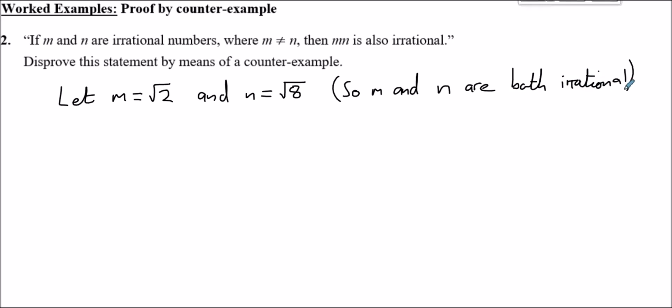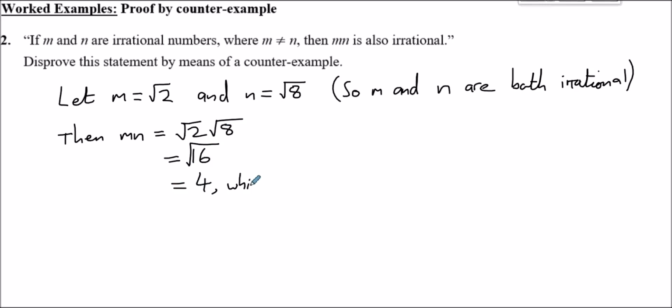But then if we work out the product, mn, then mn is going to be root 2 multiplied by root 8. Root 2 times root 8 is the same as root 16, which is 4, which is rational, because 4 can be written as an exact fraction. 4 is 4 over 1. It certainly isn't a decimal with a non-recurring pattern. And so we've therefore shown that this statement here is false.